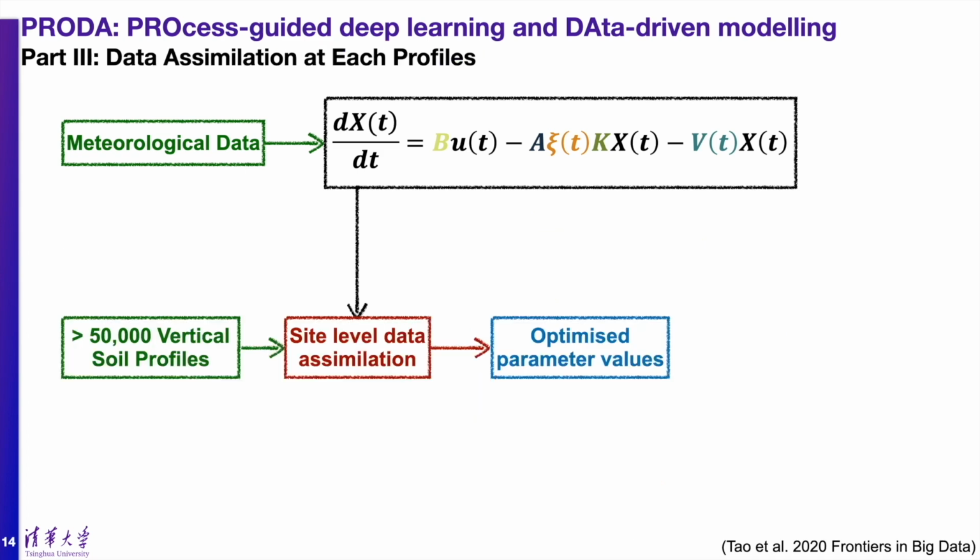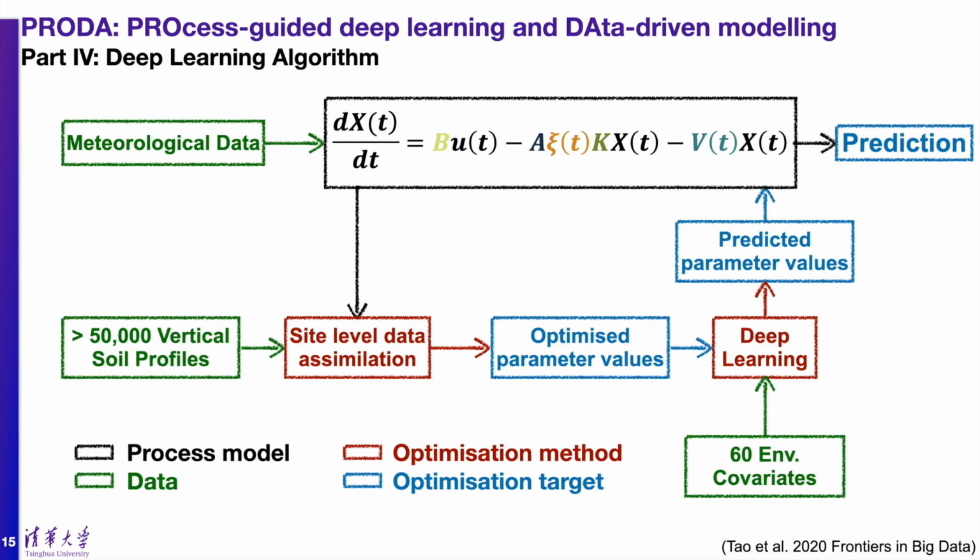After we have set up the big data and process model, the next step would be fusing the model with the data, that is the so-called data assimilation. In the PRODA approach, we do the data assimilation at each observational site to retrieve the optimized parameter values for that site. This procedure maximally utilizes the data information, but also leaves a caveat that we only have the site information and can hardly upscale the site information to continental or even global scales.